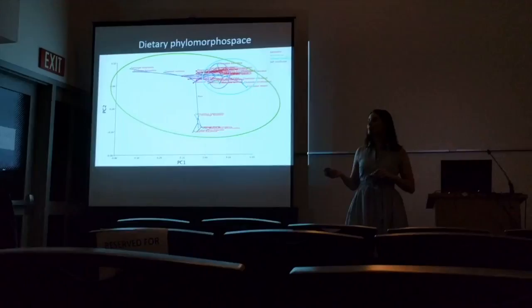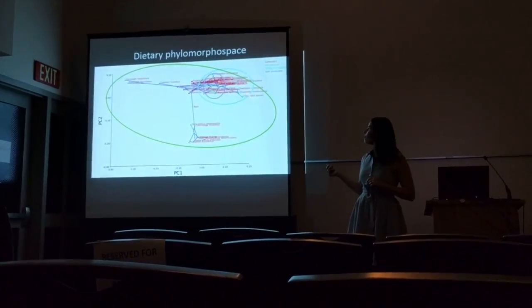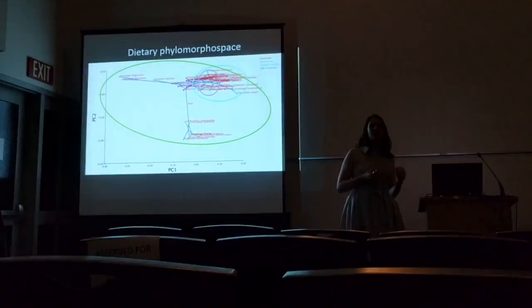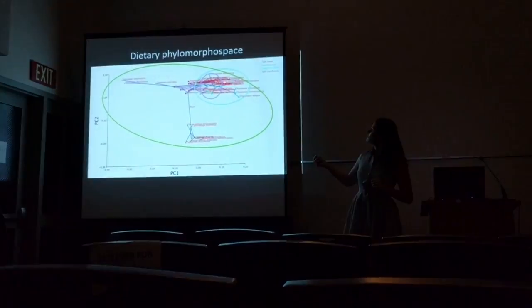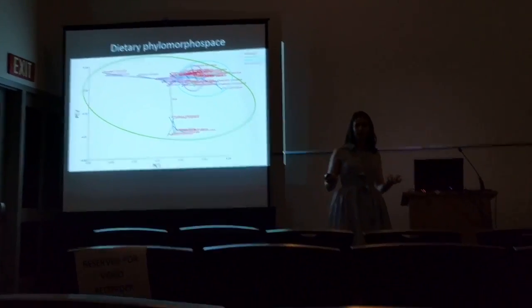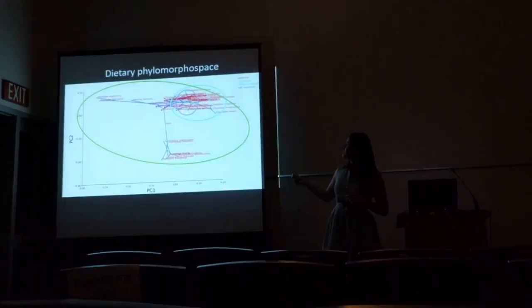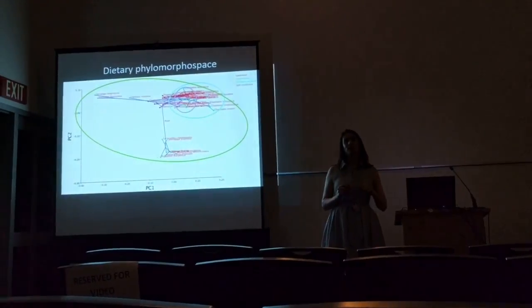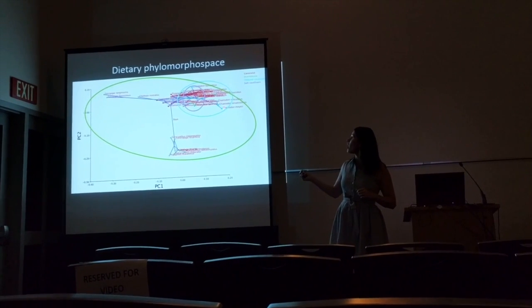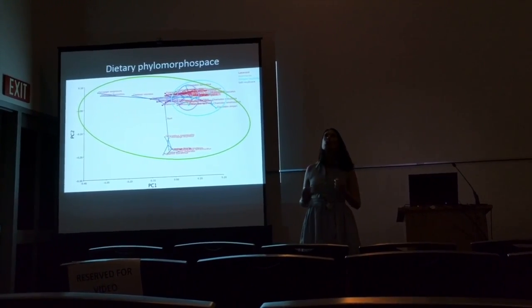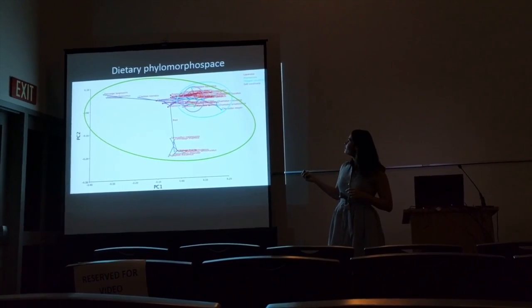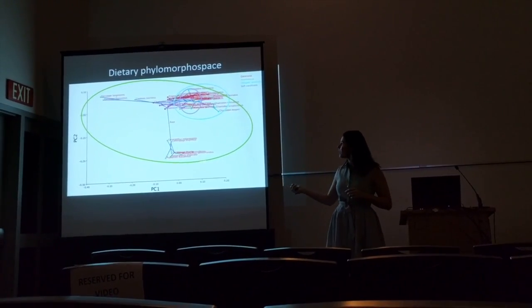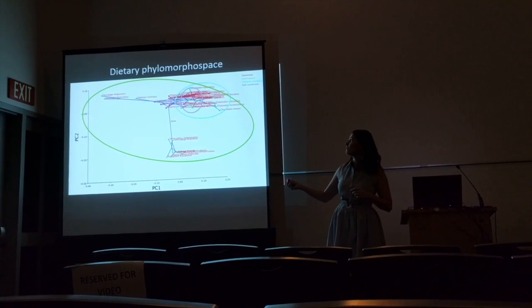Again, this is a work in progress, but if we code our data for diet, there is some signal here, some interesting things going on. For example, we can see over here in purple are the soft coral-eating fishes. They're occupying a very thin sliver of phylomorphospace. Same thing goes for the obligate corallivores that are eating hard corals, whereas fishes that are eating invertebrates occupy this massive region of phylomorphospace.